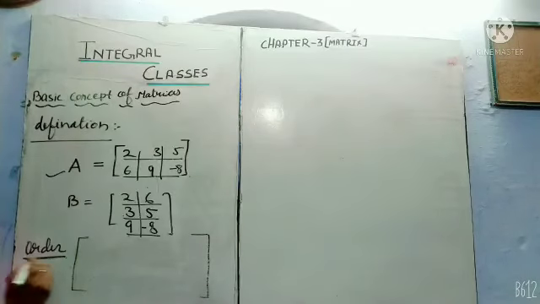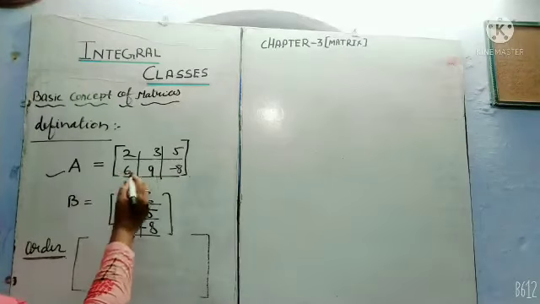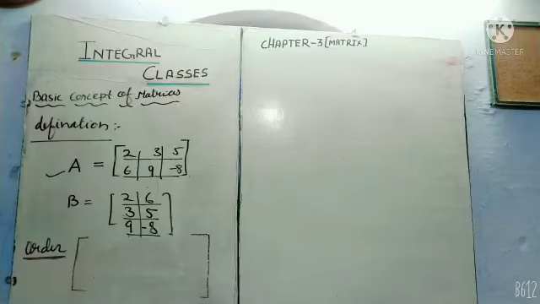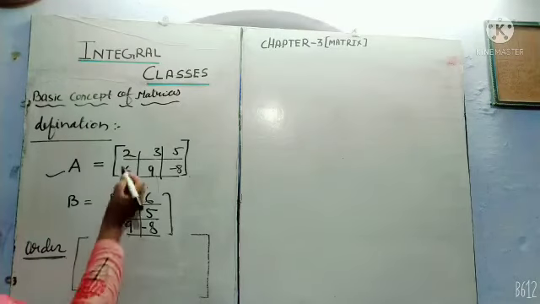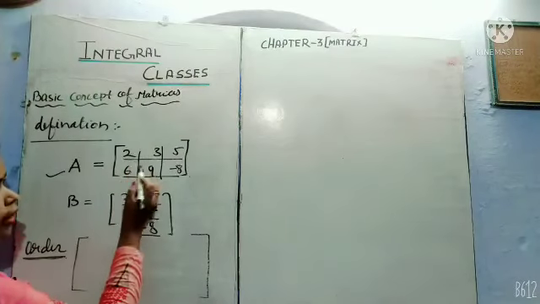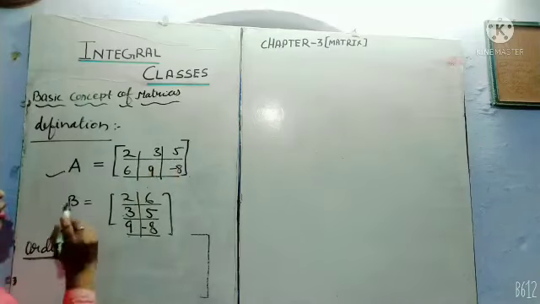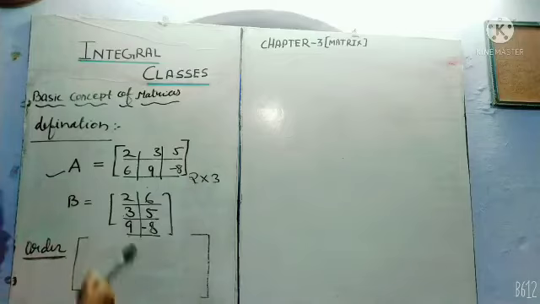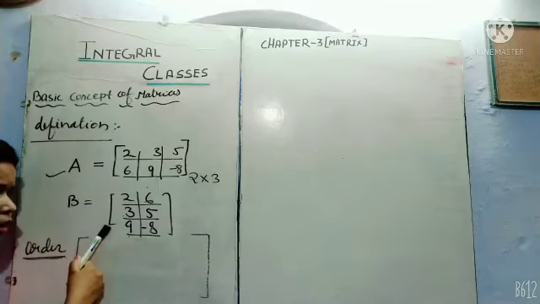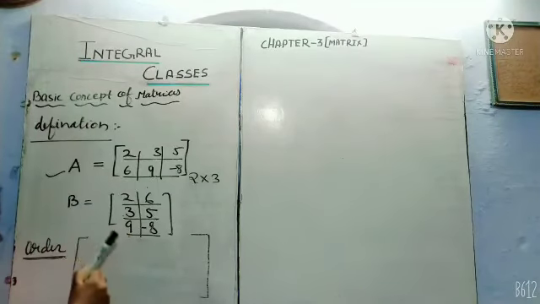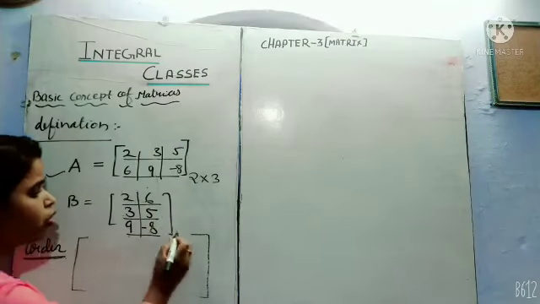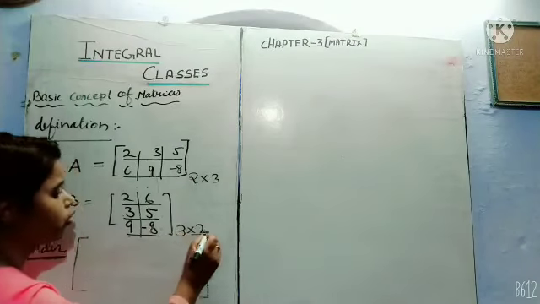The next topic is order. What is the order of a matrix? First of all, we will count. We know this matrix is a horizontal matrix. Why do we call it horizontal? Because it has 1, 2 rows and 1, 2, 3 columns. So we write its order as 2 into 3. Now B is also a matrix, but it is a vertical matrix. How many rows? 1, 2, 3 and columns 1, 2. So its order is 3 into 2.